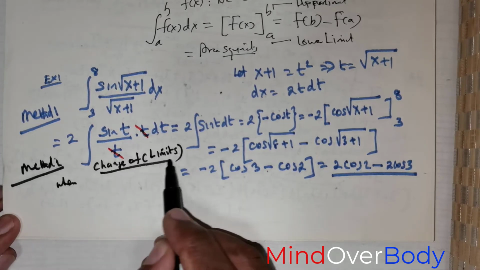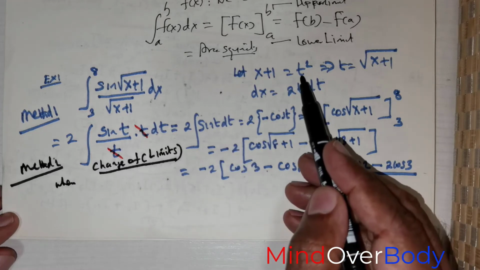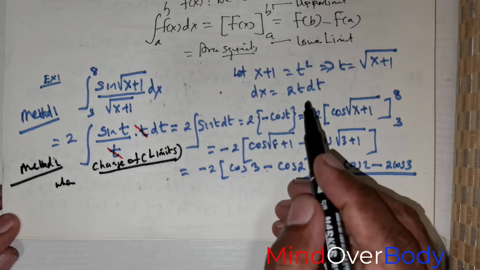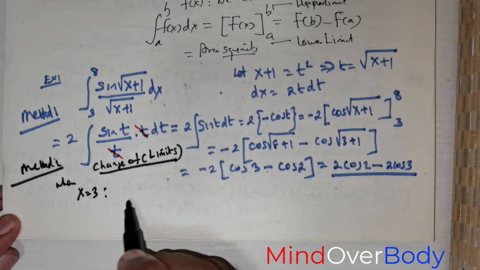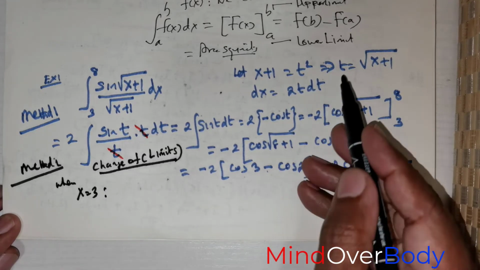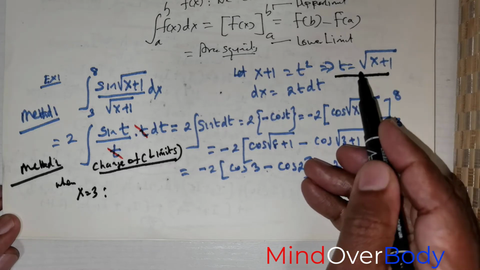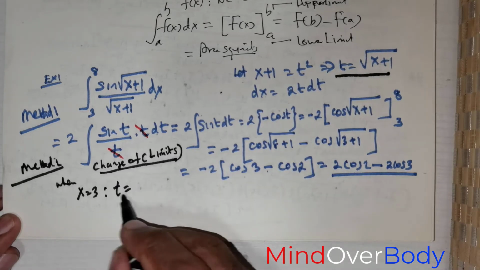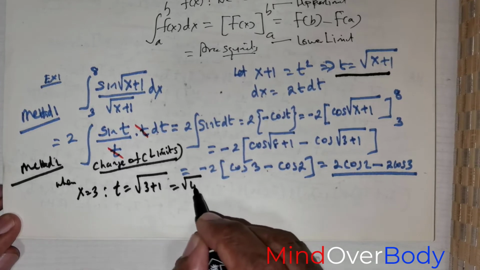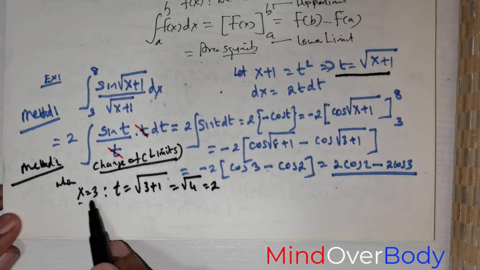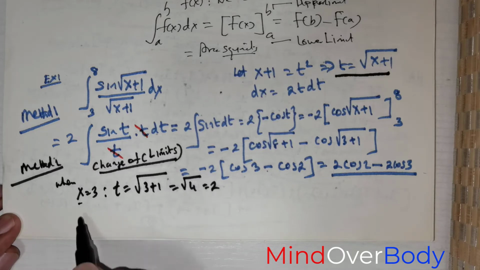Right. Now why are we doing change of limits? Because the variable is changed from x to t. So when x is equal to 3, we will have to find out the value of t. Now we would be using this t. So t is equal to root of 3 positive 1, that's equal to root of 4, that's equal to 2. So when x is equal to 3, the value of t is 2.